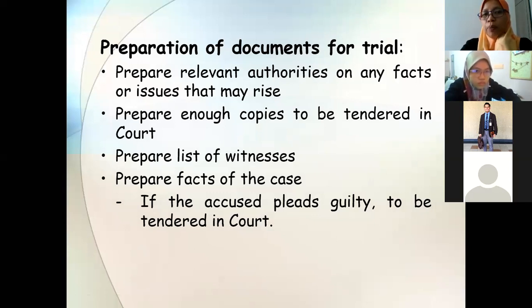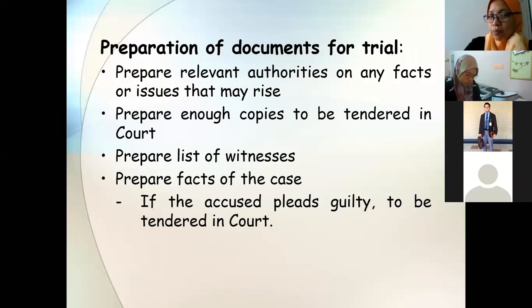Authorities. Prepare enough copies to be tendered in court. Prepare list of witnesses and prepare facts of the case. Facts of the case are used when the accused wanted to plead guilty. So, when we attend court, prepare the facts of the case. Because if suddenly he wants to plead guilty, we do not have to postpone the case. You can straight away dispose of the case. The court is happy too. Their statistics are clear.